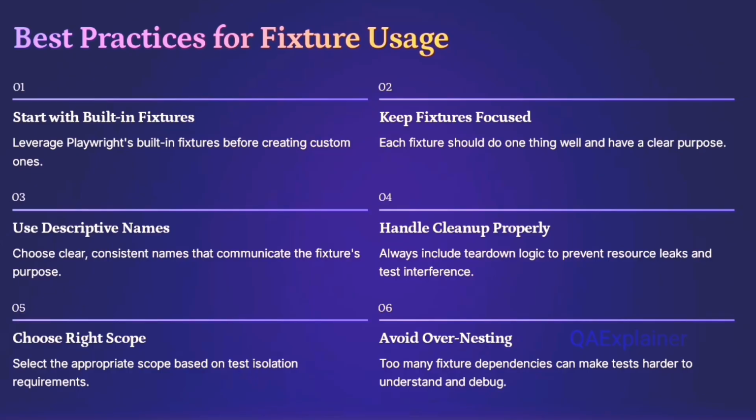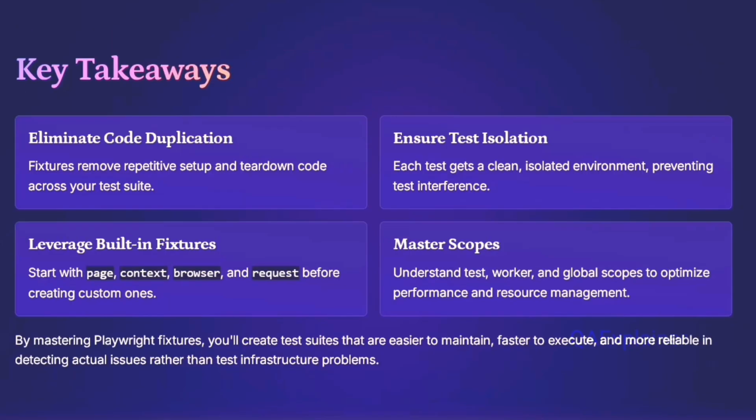And we also have to handle our cleanup properly. For every logic completion, we have to clean up our test suite, so we can define this cleanup in our fixture. We have to choose the right scope based upon our test case requirements. And we have to avoid over-nesting. Too many different kinds of fixture dependencies will make our tests laggy or much harder to understand or debug. So we have to avoid nesting, because it creates a lot of confusion while we are writing our test cases.